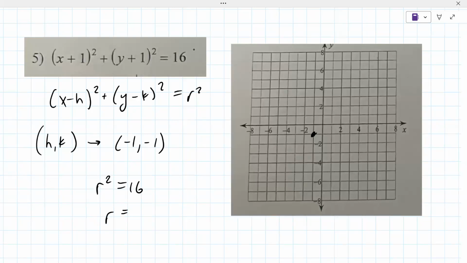4. Is 4. So you're going to go up 4, down 4, left 4, right 4. If you're Catholic, you go up, down, left, right, I think. If you don't know what I'm talking about, just count 4 up, 4 down, 4 left, 4 right. And then you do your best to draw something that looks like a circle. It should look somewhat like a circle. Okay.